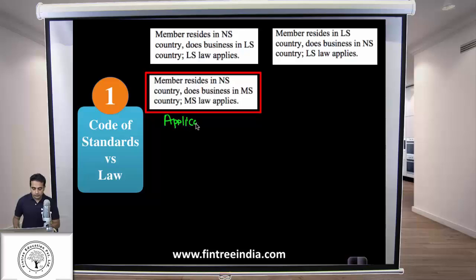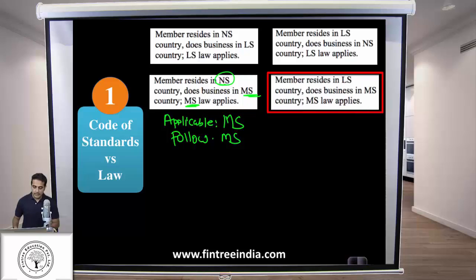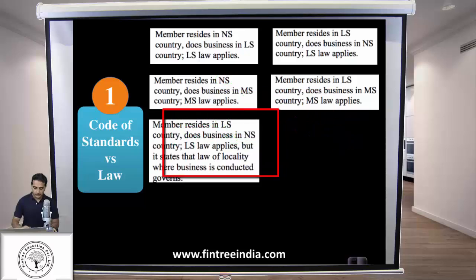Next one. So what is applicable? The member resides in NS. He's doing business in MS. So in the question they have said MS is applicable. What should we follow now? Think a little before answering. What should we follow now? Are you sure? Yes, because MS is more strict than the code of ethics. So here we will follow MS. Next one. Now we just look at what is applicable. What is applicable here? MS. So what should we follow? MS. Next one.